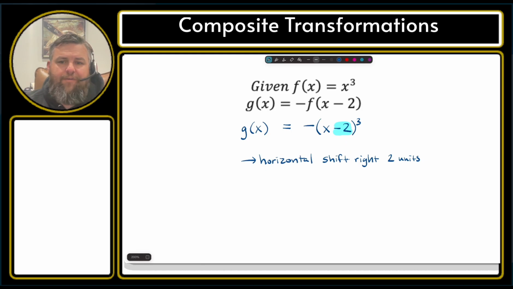Finally, we're going to look for any reflections. We have a reflection on the outside. So the negative on the outside just simply means we have a reflection over the x-axis. Next, we're going to take this into our Desmos tool.